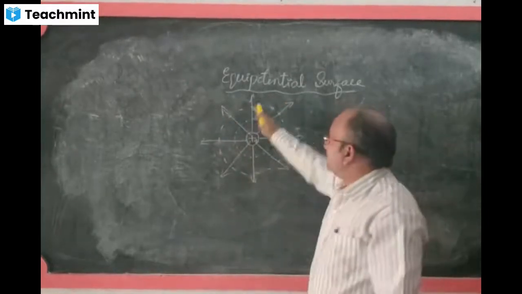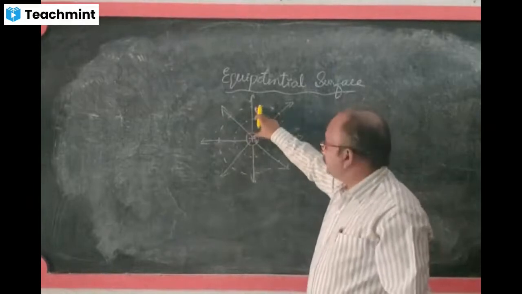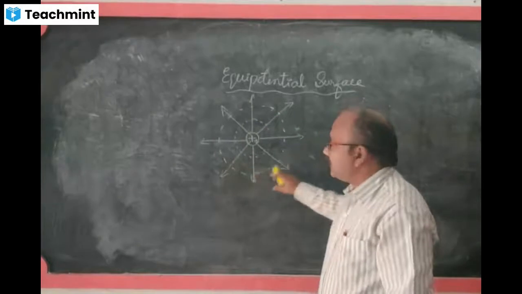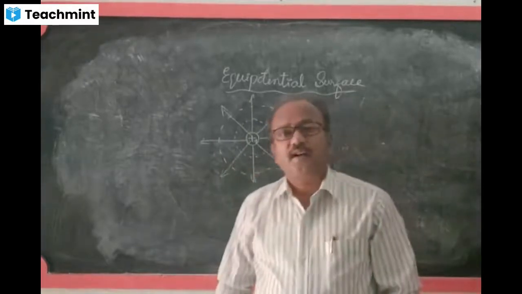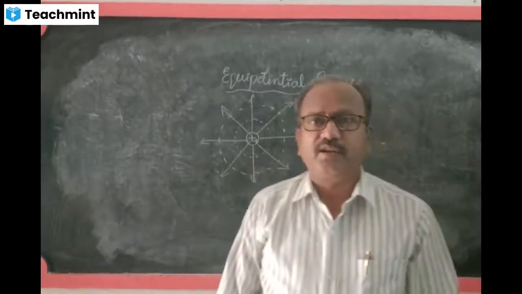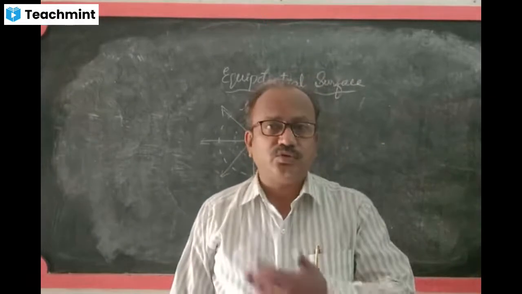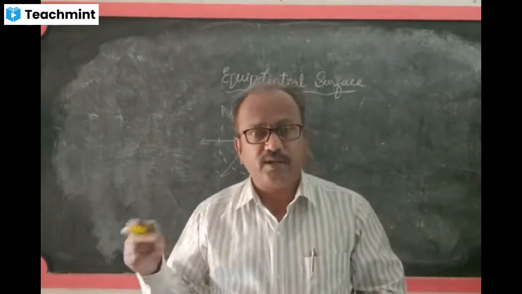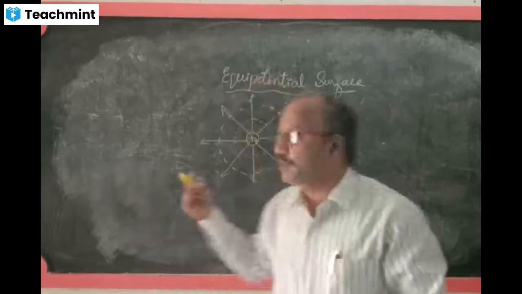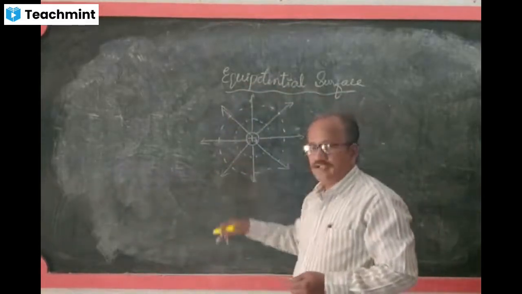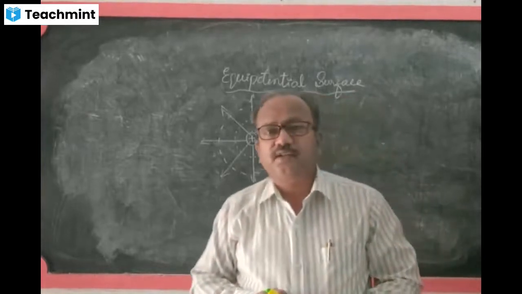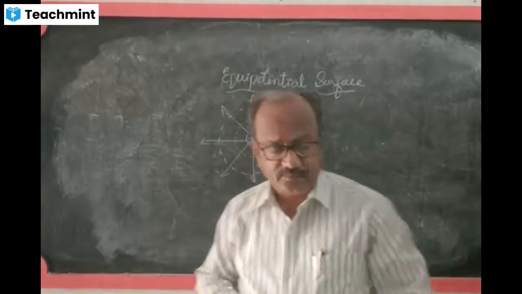Then the electric potential due to this charge at any point on this second dotted line is also an equipotential surface, because the potential due to the positive charge is the same over every point on the circumference of the outer circle. This is one example of an equipotential surface.